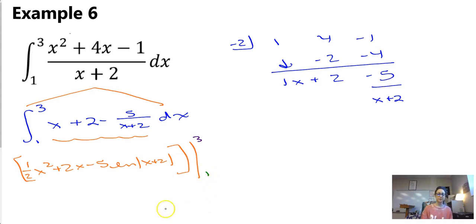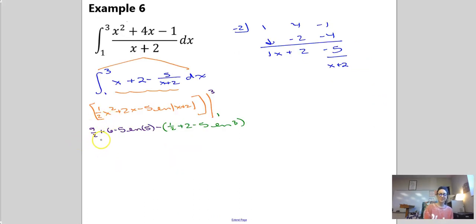Okay, I'm going to go ahead and let you plug all that in. Hit continue when you're ready to clean it up. All right, so here's what I got when I plugged in. Now let's go ahead and simplify this. So I've got 9/2 minus 1/2, so that's 8/2, which is 4, plus 6 is 10, minus 2 is 8.